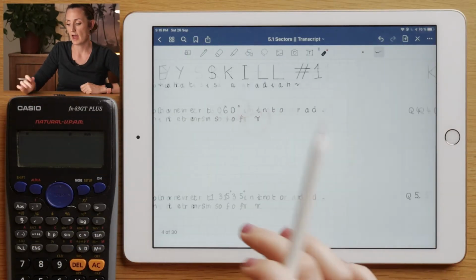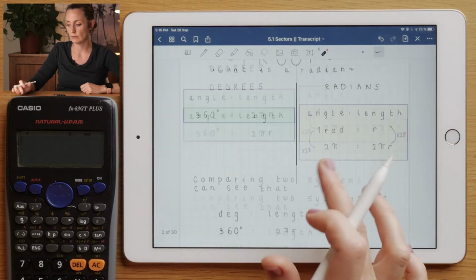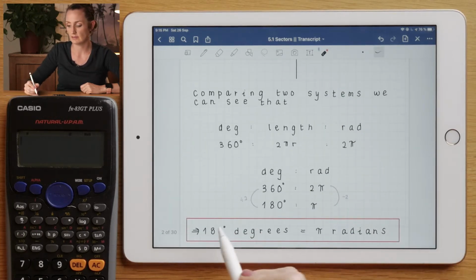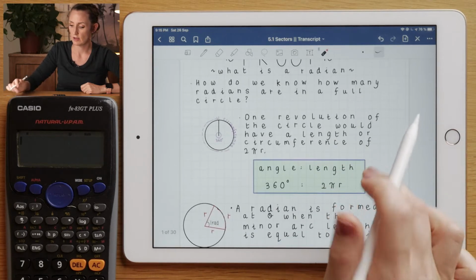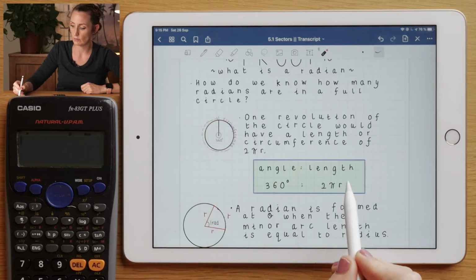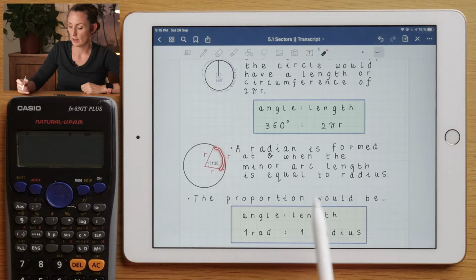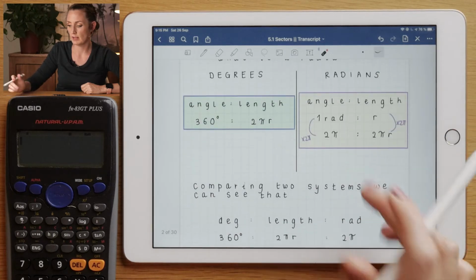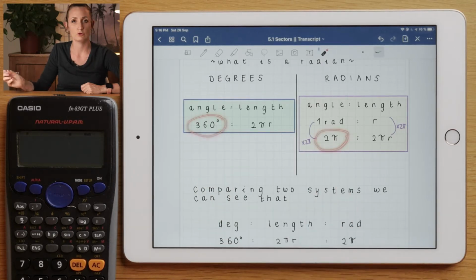In key skill 1, we're going to be converting from degrees into radians and vice versa, from radians into degrees. It's important to remember where we finished up in the previous key skill: we'd come to the conclusion that 180 degrees is pi radians. We knew that 360 degrees covered a length of 2 pi r around the outside of the circle, and that 1 radian covered a distance of r. Once we made those proportions equivalent and compared them, 360 was equivalent to 2 pi radians.